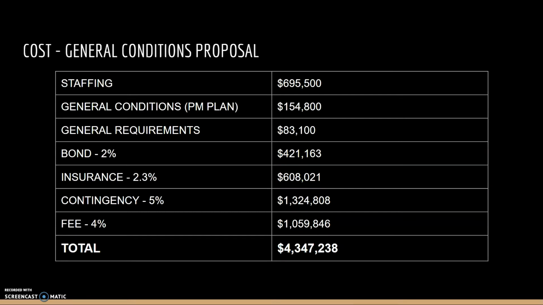and fee. Our bond is at a 2% flat rate of our guaranteed max price, which runs at $420,000. Our insurance, 2.3%, running at around $600,000. Contingency, running at $1.3 million, and a flat fee for our personal expense at 4%, running at nearly $1.1 million. The sum of the general conditions proposal runs at $4.3 million.